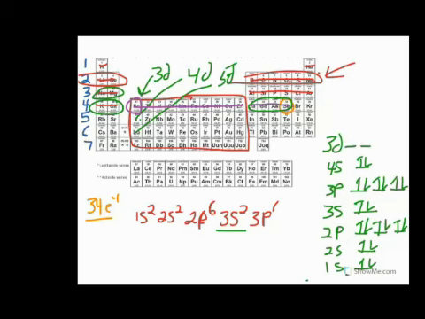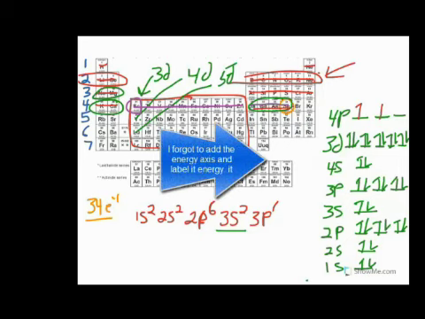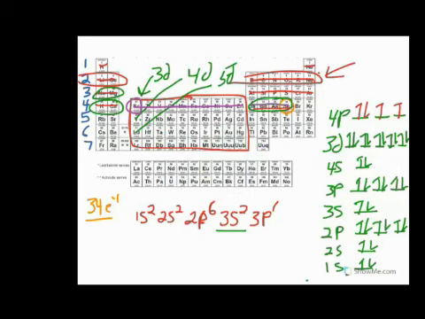1, 2, 3, 4, 5. And I put electrons in singly. 1, 2, 3, 4, 5, 6, 7, 8, 9, 10. Make sure I have an arrow in there. And then finally back to the fourth, 4p. 1, 2, 3, and I have 1, 2, 3, 4 electrons in there. 1, 2, 3, 4. That's it.